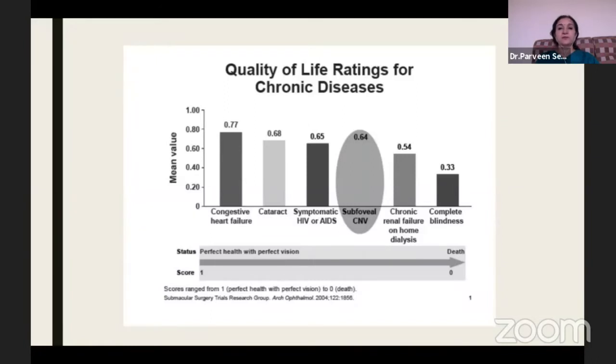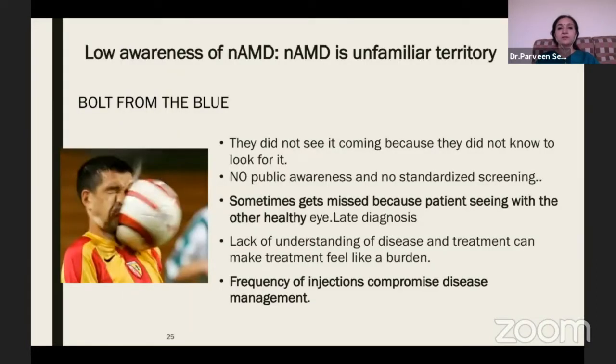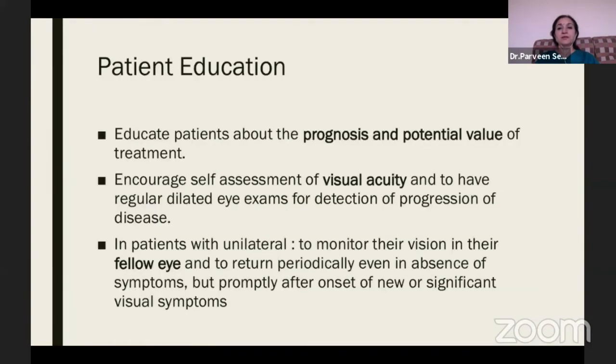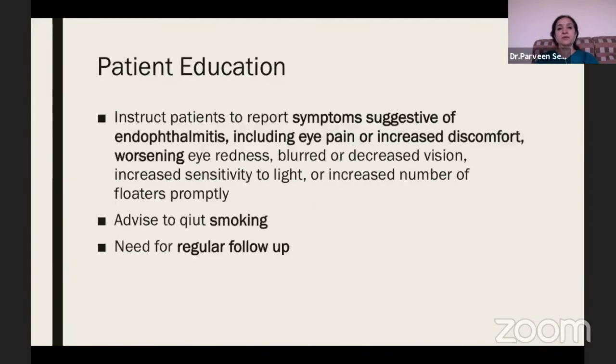Unfortunately, though subfoveal CNV because of neovascular AMD is amongst the top diseases which affects the quality of life in patients, the amount of know-how or knowledge is very minimal. Regular screening protocols for patients more than 50 years of age are not present, and it comes as a bolt from the blue when the patient suddenly knows that he has this problem, and then you have to tell the prognosis, the potential value, the kind of treatment, monthly follow-ups, extended follow-up. All this has to be explained to the patient, and lifestyle changes also.